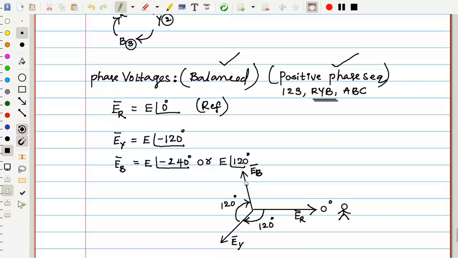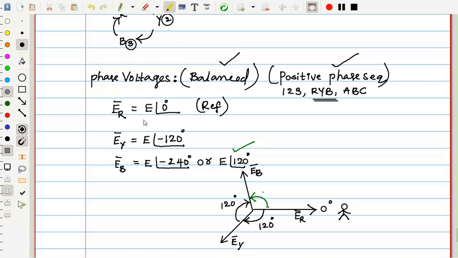EB. Now, where is the EB existing? If you move clockwise, that should be negative. So how much is the angle? 240. If you move anti-clockwise, how much is the angle? 120. Anti-clockwise is plus 120. So that's why we can write this as plus 120. Hereafter, people will say a balanced supply of some magnitude, let us say 440 volts. So from this given information, if it is a positive phase sequence, you could produce the remaining voltages.